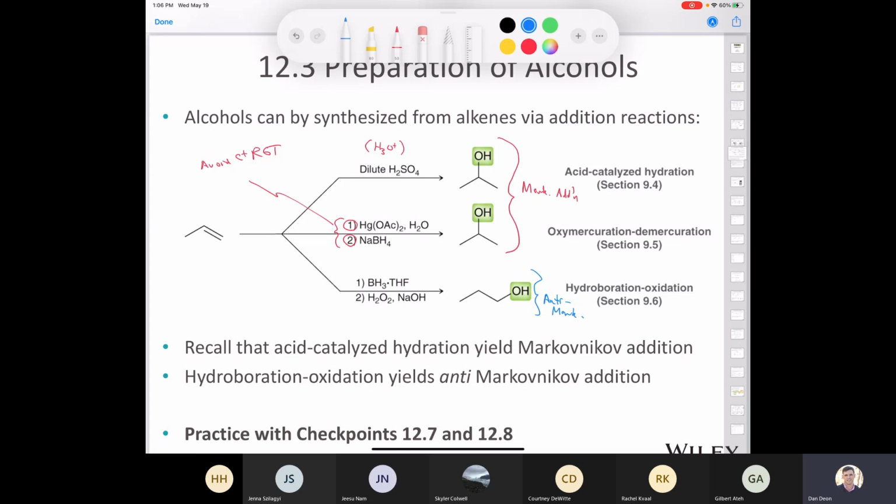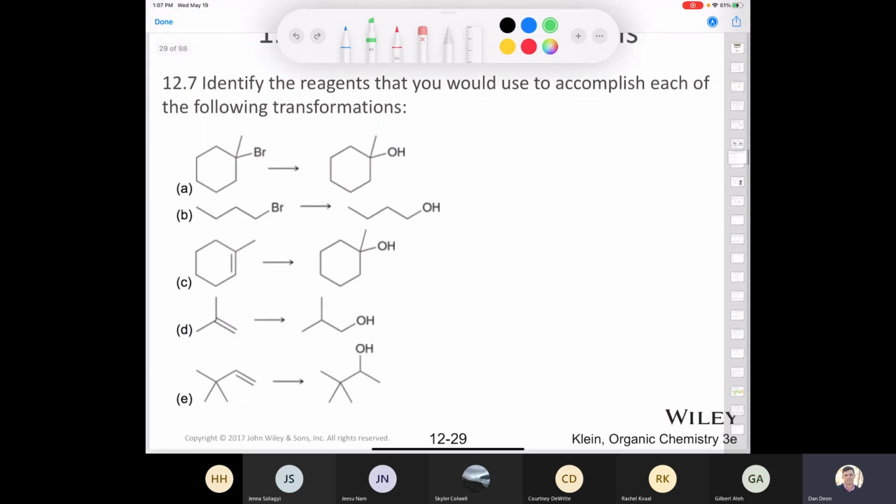So those are all reactions that we covered way back in previous chapters. Again, just remember that acid catalyzed hydration yields Markovnikov addition. You really need to know that. And you need to know that hydroboration oxidation yields anti-Markovnikov addition. And of course, you also have to know the conditions for a Markovnikov addition of water when you want to avoid carbocation rearrangements. But again, these are things that we saw in Organic Chemistry 1, and we also reviewed them in chapter 11. All right, well, with that in mind, let's take a look at some practice problems here.